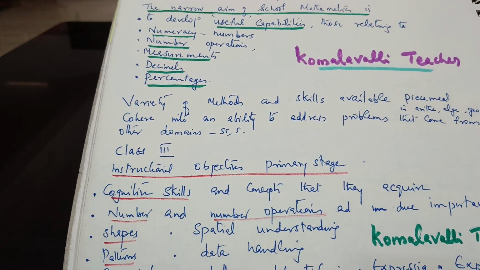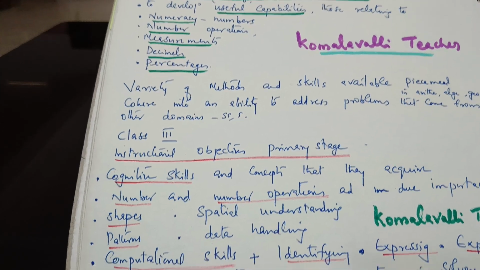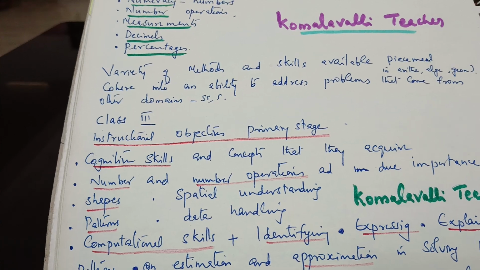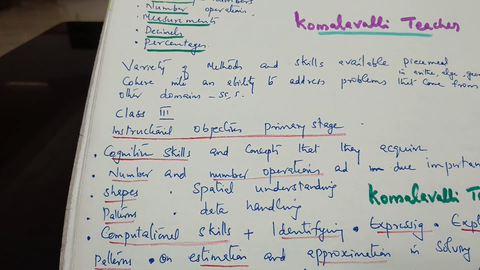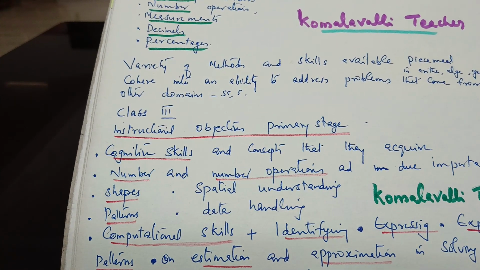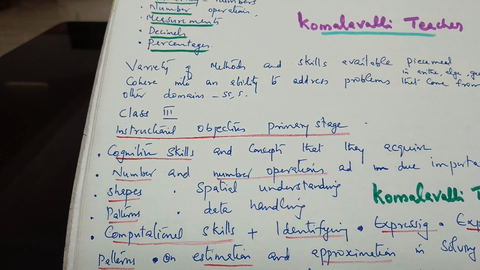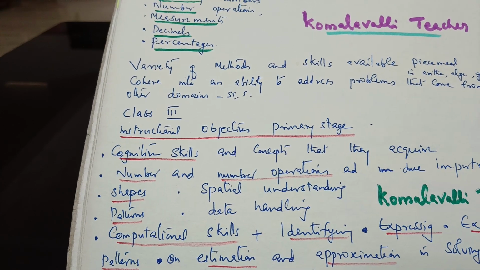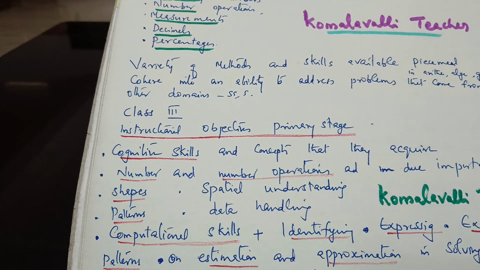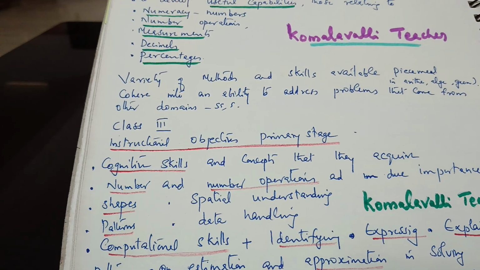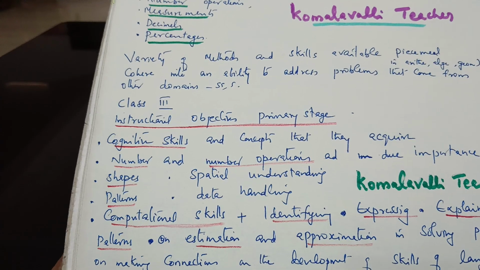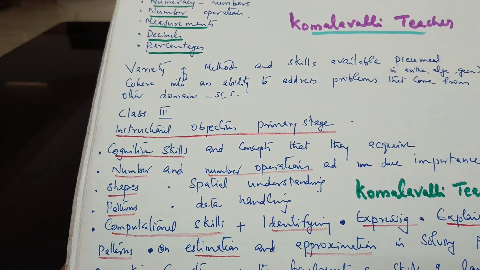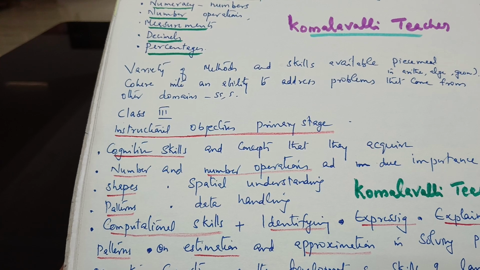Instructional objectives in primary stage: cognitive skills and concepts that they acquire, number and number operations. So they are understanding the number, how it is related to how many windows are there, how many doors are there, how many pencils you have. Like that they are having number and number operations.